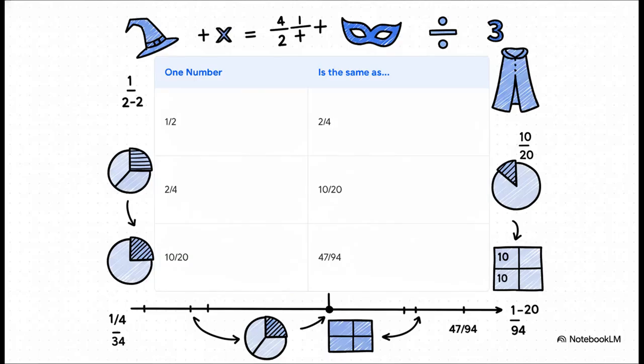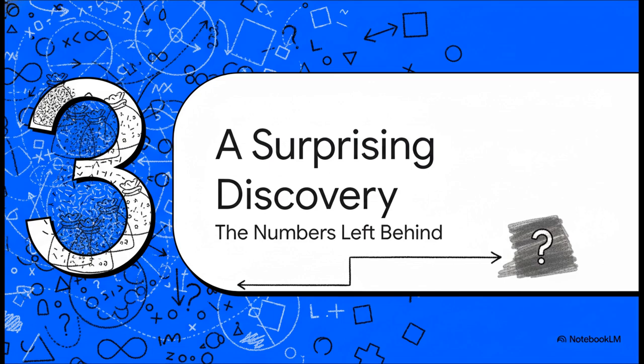One of the coolest things about rational numbers is that they can wear all sorts of disguises. The number 1/2, for instance, marks the exact same spot on the number line as 2/4 or 10/20, or even 47/94. They all look different, but they're all just different names for the very same value. Okay, our bag is getting ridiculously full now.